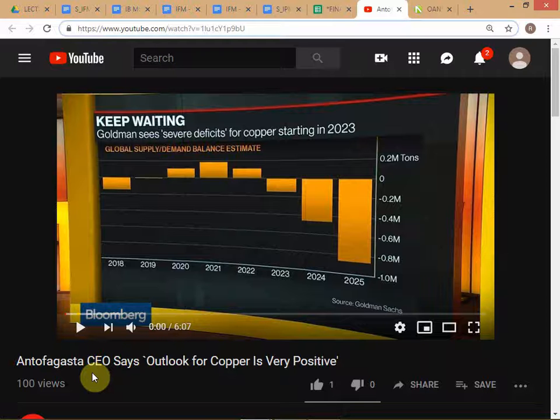From this kind of picture, you can get a sense of FA and TA, right? You can get a sense of what kind of analysis people do when they do FA analysis. This is where they're projecting the supply and demand.